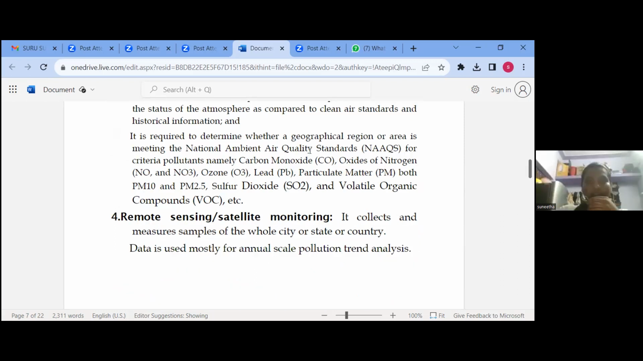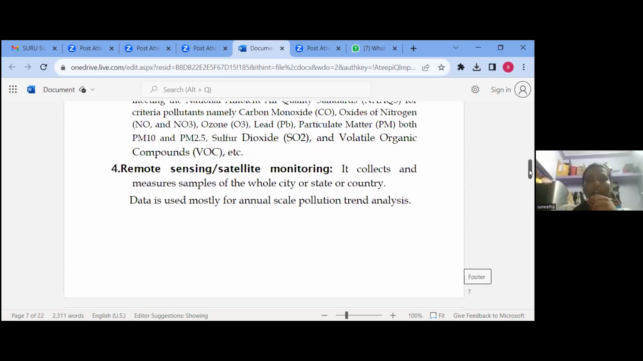and it is required to determine whether a geographical region or area is meeting the national ambient air quality standards. And this is one of the organizations which provides the standards for air quality pollutants. And if any measured value crosses these limits, we have to immediately take action, and we can take safety measures. And this outdoor pollution monitoring is used for measuring carbon dioxide, oxides of nitrogen, ozone, lead, particulate matter, and PM2, PM2.5. These are some of the sensors. This can be used for sulfur dioxide and volatile organic compounds.